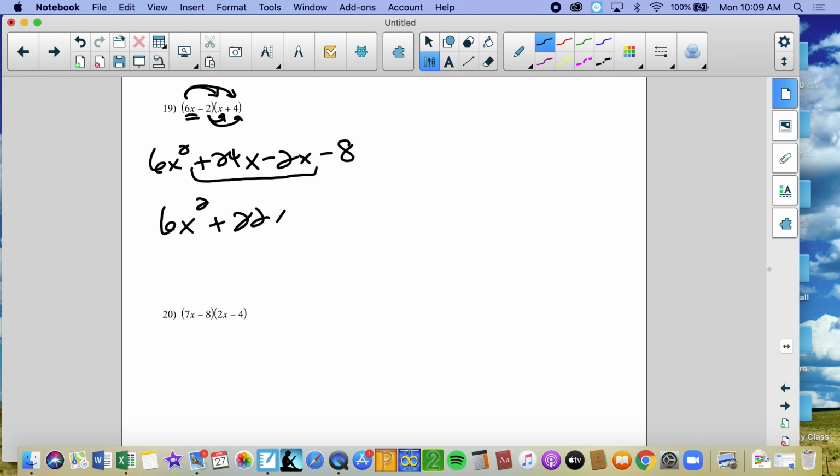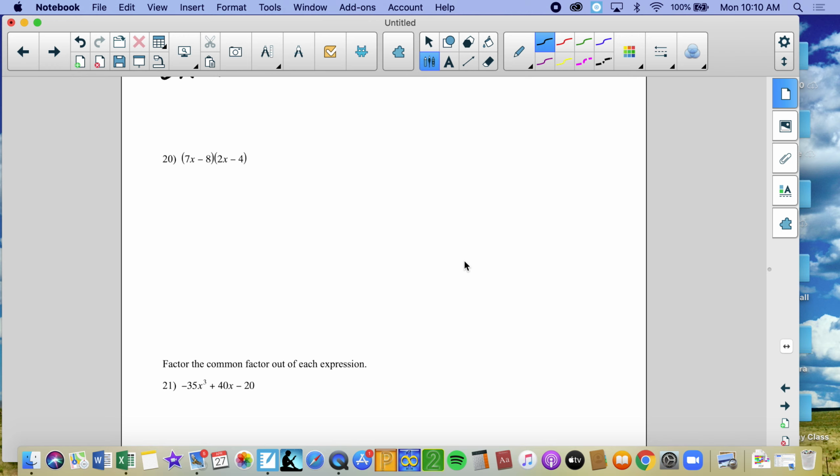Same thing with number 20. We're just going to use FOIL. 7x times 2x gives me 14x squared. 7x times negative 4 gives me negative 28x. Negative 8 times 2x gives me negative 16x. Negative 8 times negative 4 gives me positive 32. We have like terms here. 14x squared minus 44x plus 32.